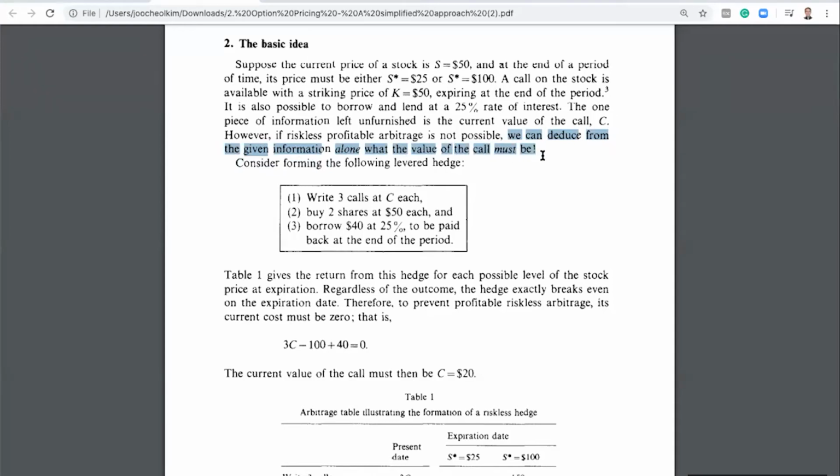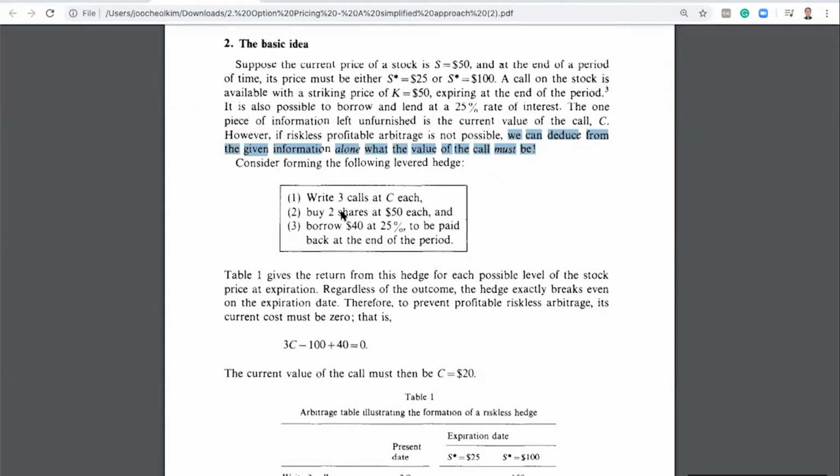So if you assume that there is no such riskless profitable arbitrage, then with all these 8 numbers, we can always find the only one unknown piece of information, and that number must be the value we are going to calculate.